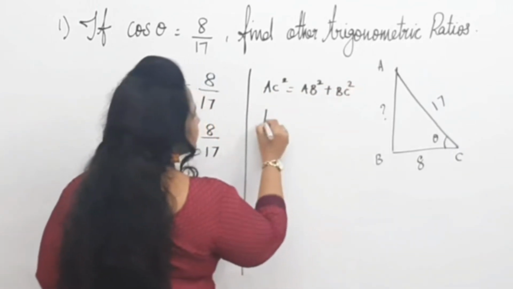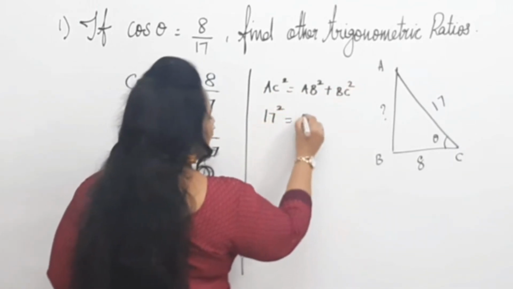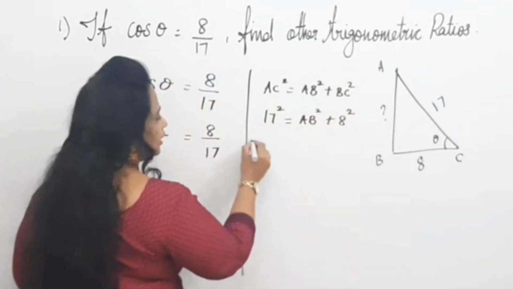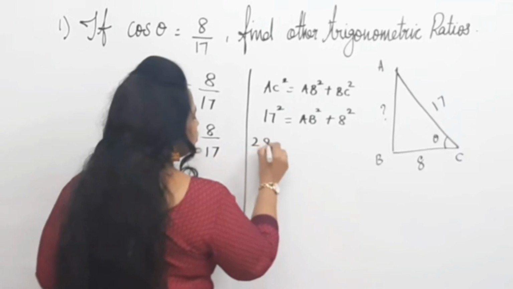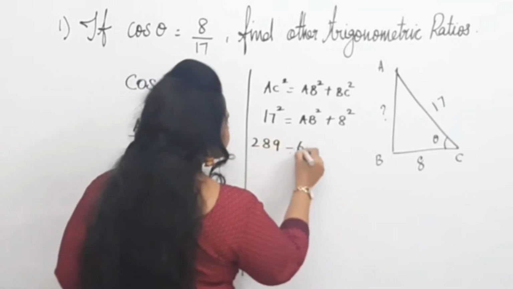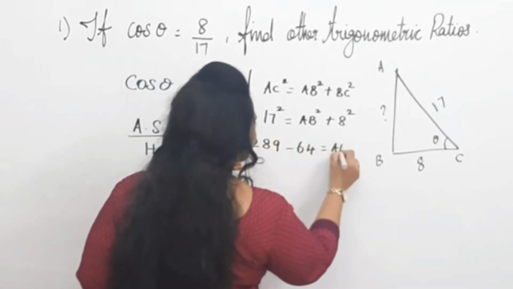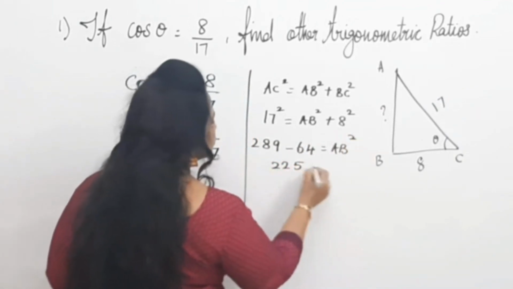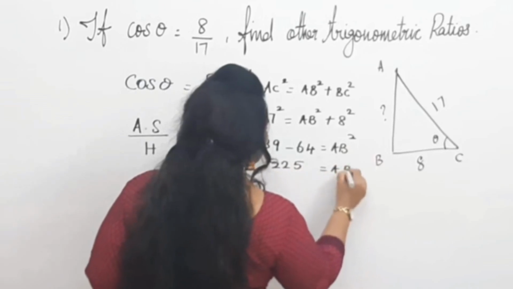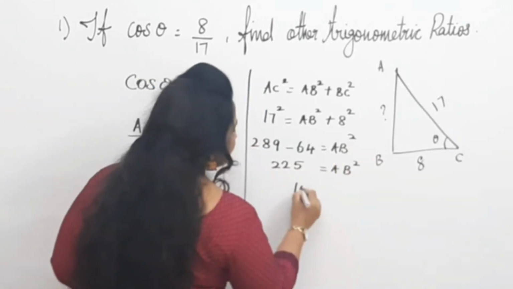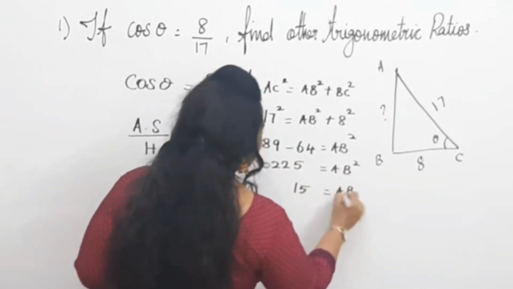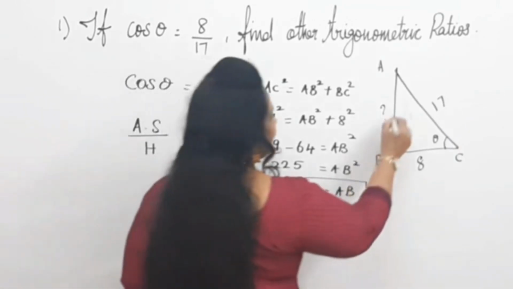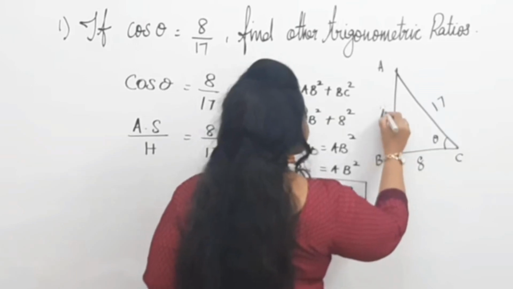So I would have my AC square is 17 square. I do not know AB square, but BC square I know, 8 square. 17 square is 289, minus 64, is equal to AB square. So I would have 225, which is equal to AB square. That means 15 is the square root of AB square. That means 15 is equal to AB. So I get my AB as 15.